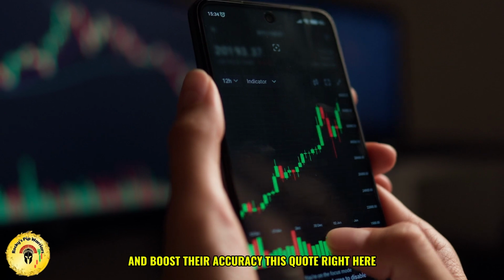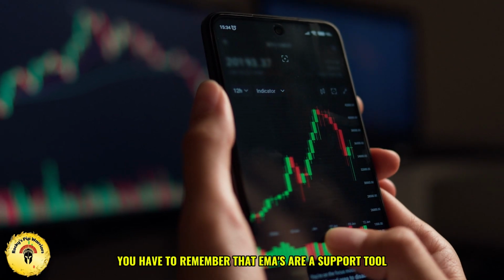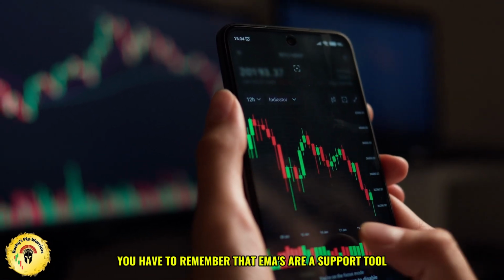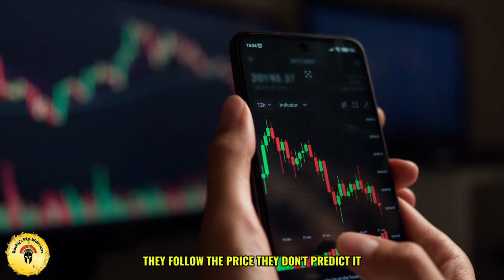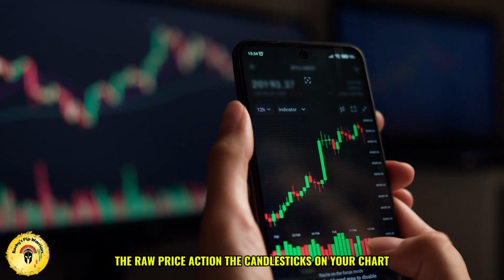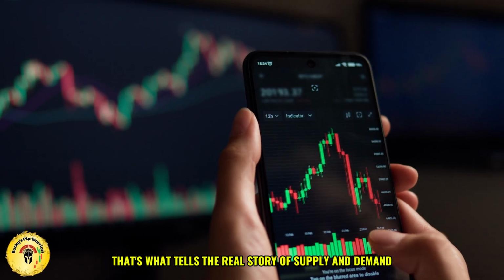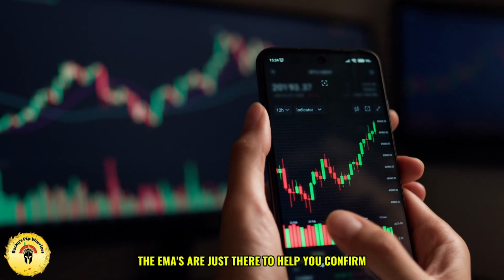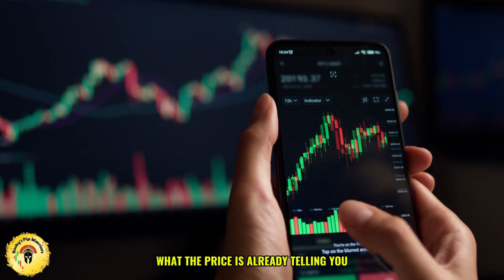This quote right here, this is absolutely crucial. You have to remember that EMAs are a support tool. They follow the price, they don't predict it. The raw price action, the candlesticks on your chart, that's what tells the real story of supply and demand. The EMAs are just there to help you confirm what the price is already telling you.